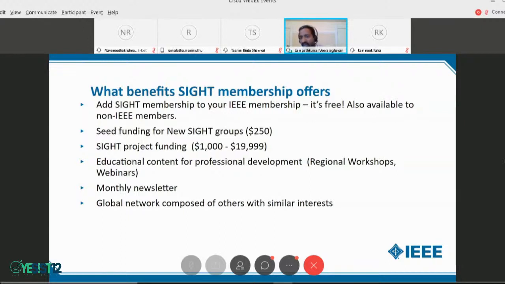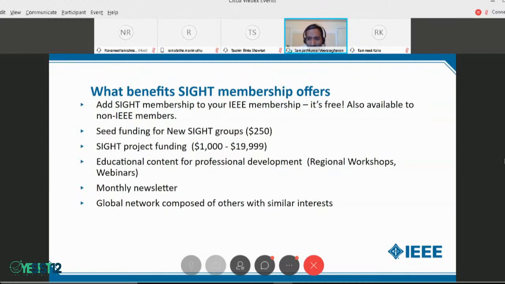The most important call out here is, these are typically 12-month projects. So essentially you have two years, once you start a SIGHT group, to roll out a project, and you have this big pool of opportunity to apply for funding with us. Apart from that, we also provide educational content and public visibility on the great work done by our volunteers globally. And there are other avenues where you could participate in conferences, where we also provide up to $750 of conference participation support.